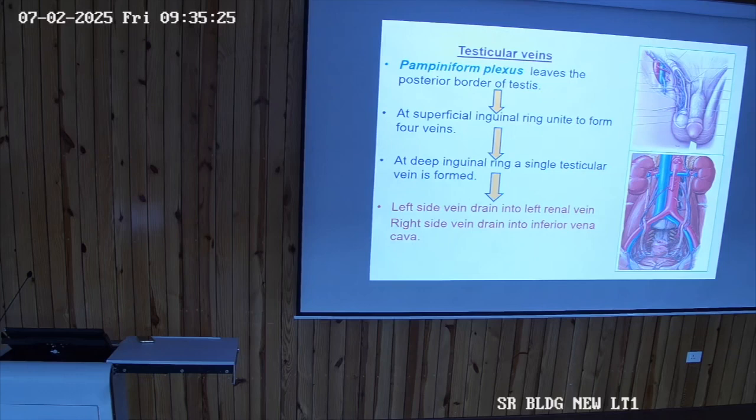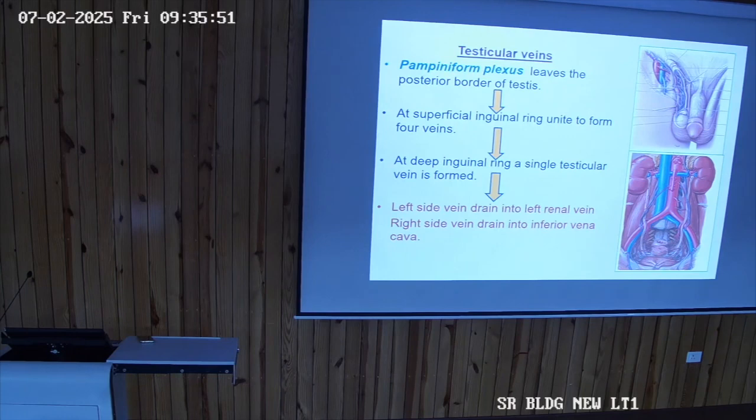So at the pampiniform plexus there are around 16 veins. At the superficial ring they unite to form 4 veins. At the deep ring, a single testicular vein is formed. So, at the testicular level, there are 16 veins. At the superficial ring, there are 4 veins. When they have reached the deep ring, then there is only one testicular vein.